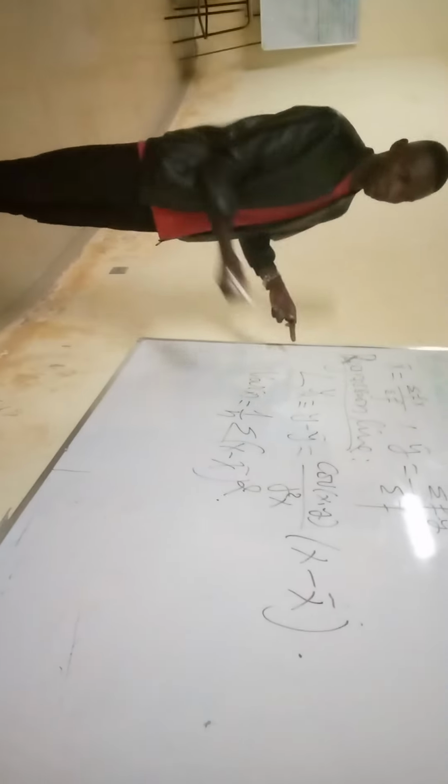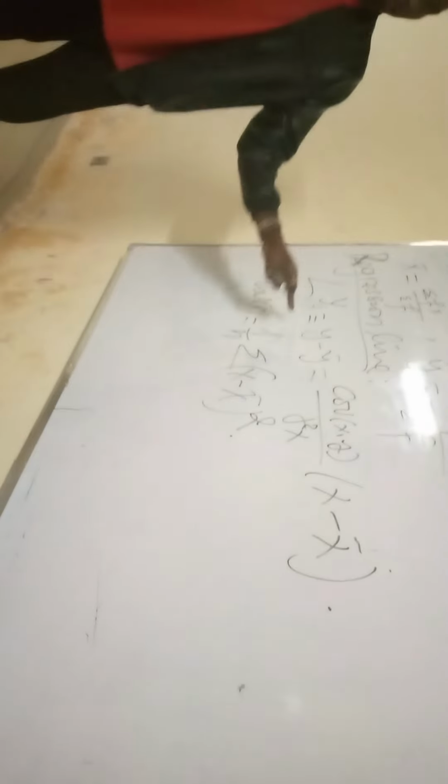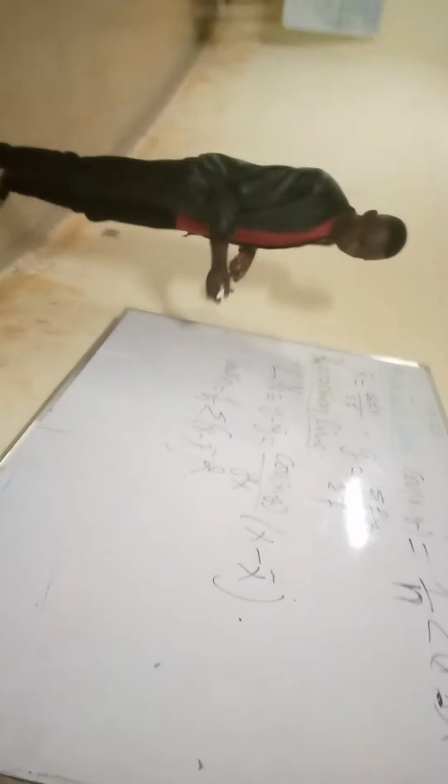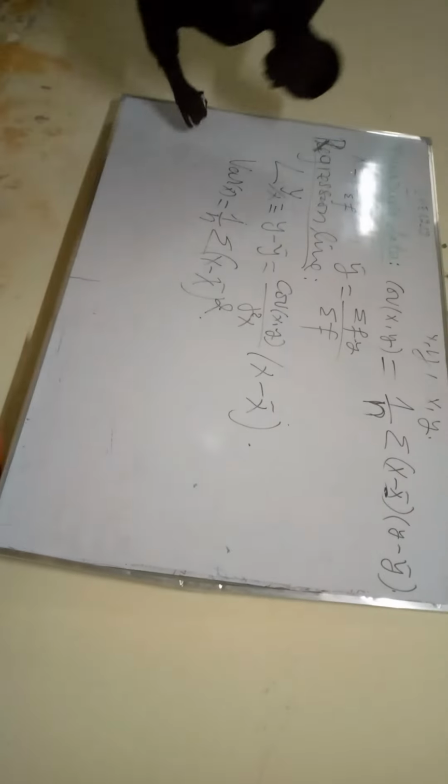I think everyone here can find the regression line of given bivariate data. Okay? If yes, we are going to continue with the correlation coefficient.